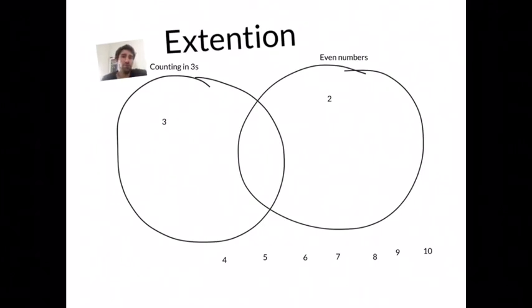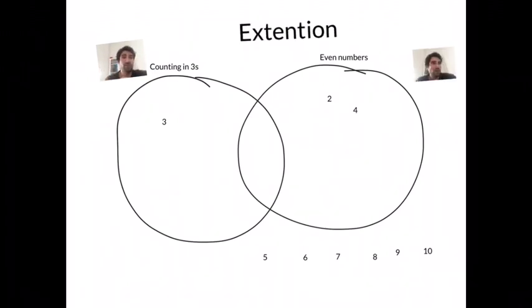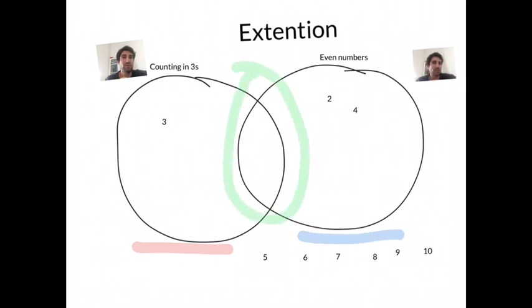4. Where should the number 4 go? Is it in the counting in threes? 3, 6, no, it's not there. Is it in the even numbers? 2, 4. Yes, it is in the even numbers. Okay, that's where I'm going to stop just there. But I want everyone to be thinking about the 3 parts of this diagram. We've got this one here, counting in threes. We've got even numbers, but we've also got this middle part just here. Can you do it for yourself?